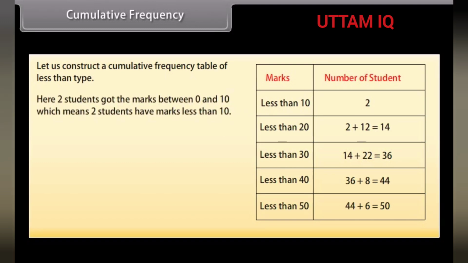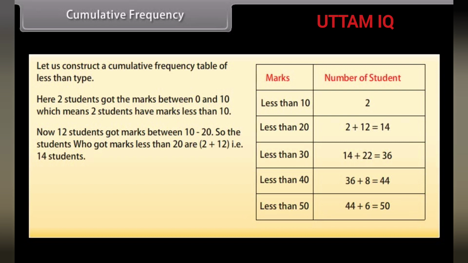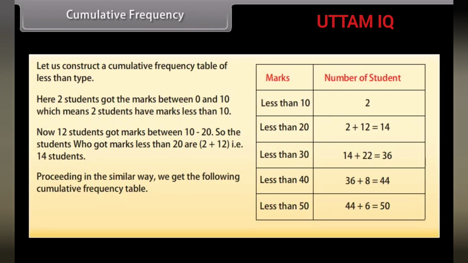Here 2 students got the marks between 0 and 10, which means 2 students have marks less than 10. Now 12 students got marks between 10 to 20. So the students who got marks less than 20 are 2 plus 12, that is 14 students. Proceeding in the similar way, we get the following cumulative frequency table. For marks less than 10, number of students are 2. For marks less than 20, number of students are 2 plus 12 equals 14.